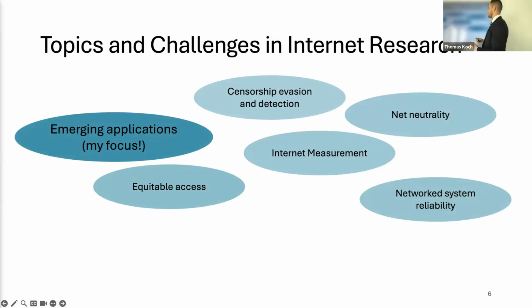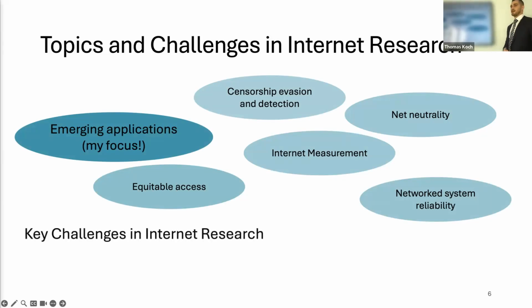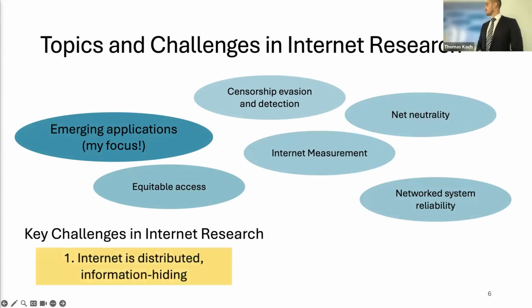Net neutrality, equitable access, all great areas with interesting questions to answer. But ubiquitous in all of these areas are a few key challenges. And first and foremost is that the internet is distributed and therefore information hiding. If I want to go and know a property of a network, say, I can't just go and ask every network in the world because there are tens of thousands of them. So that doesn't really scale. And also, it turns out that a lot of these networks are global distributed entities themselves. And so they might not even know the answer. Or they just might not want to tell you because it's a trade secret.